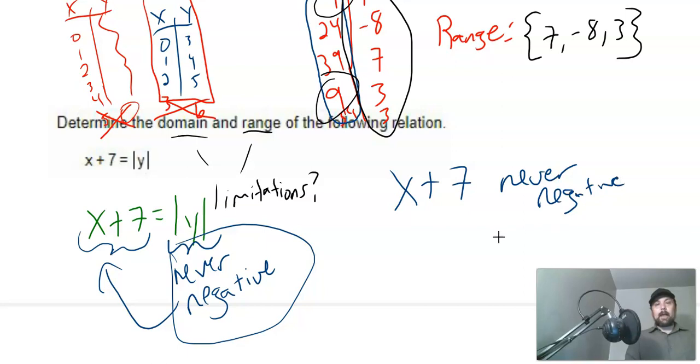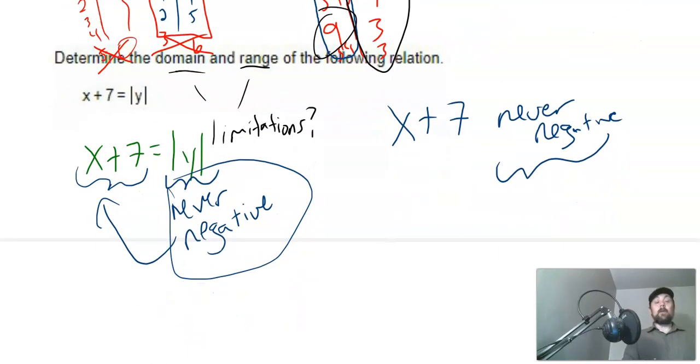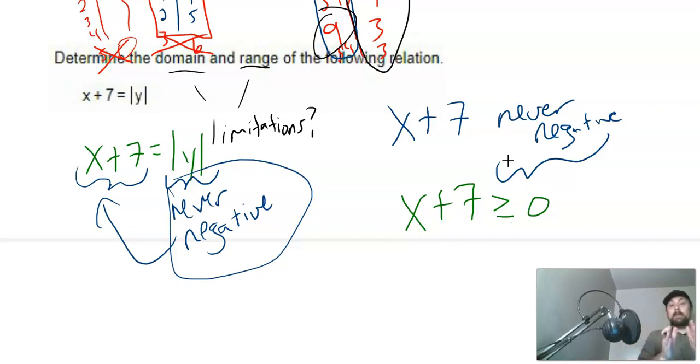So how can I write that mathematically, never negative? Well, that means it has to be bigger than or equal to 0, right? So I meant to change colors there just to make this a little bit easier to read. It has to be bigger than or equal to 0 for it to never be negative. So x plus 7 has to be bigger than or equal to 0. What does that tell you about x? So you might say, why are you writing all this? So if I've identified that limitation, that x plus 7 can never be negative because then it will never match the right-hand side of the equation, that's a limitation on what x is allowed to equal, right?